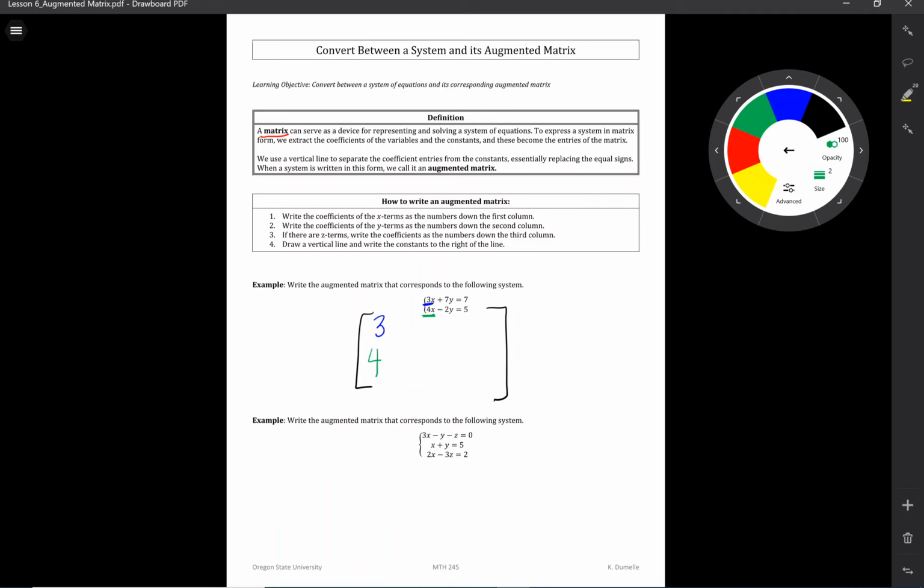That's step 1. Then I do the same thing with y. So here I have a 7 in front of this y, that will go here. And I have a -2, important to note that negative sign, right here. Since I don't have any z's in this system, I'm going to draw a vertical line, and then to the right of the vertical line I put these two numbers. So here I have a 7 and a 5. And this is an augmented matrix. It's important to note that this matrix represents exactly this system of equations. It's just another form of representing a system of equations. So they're pretty cool.